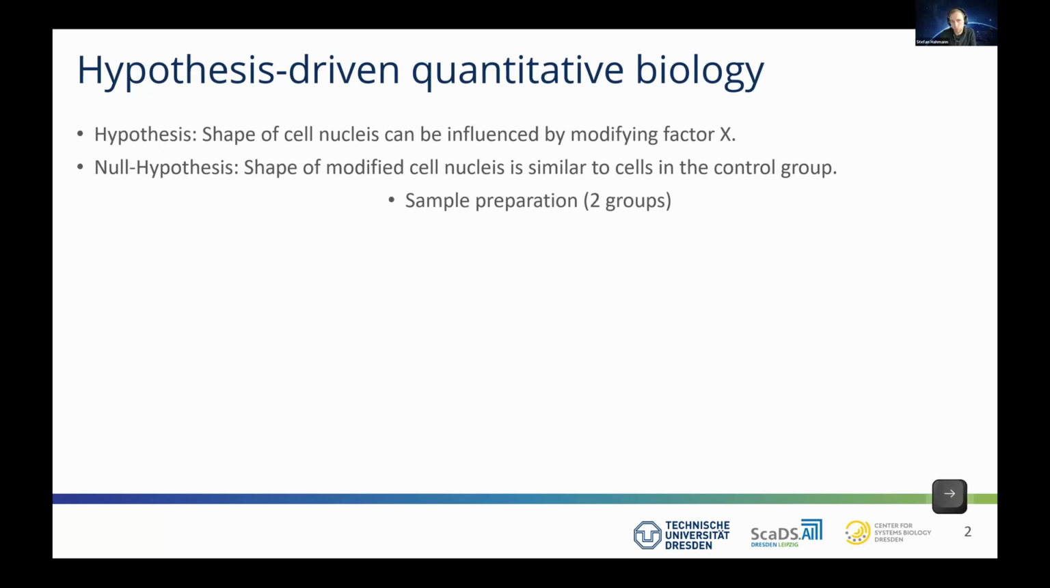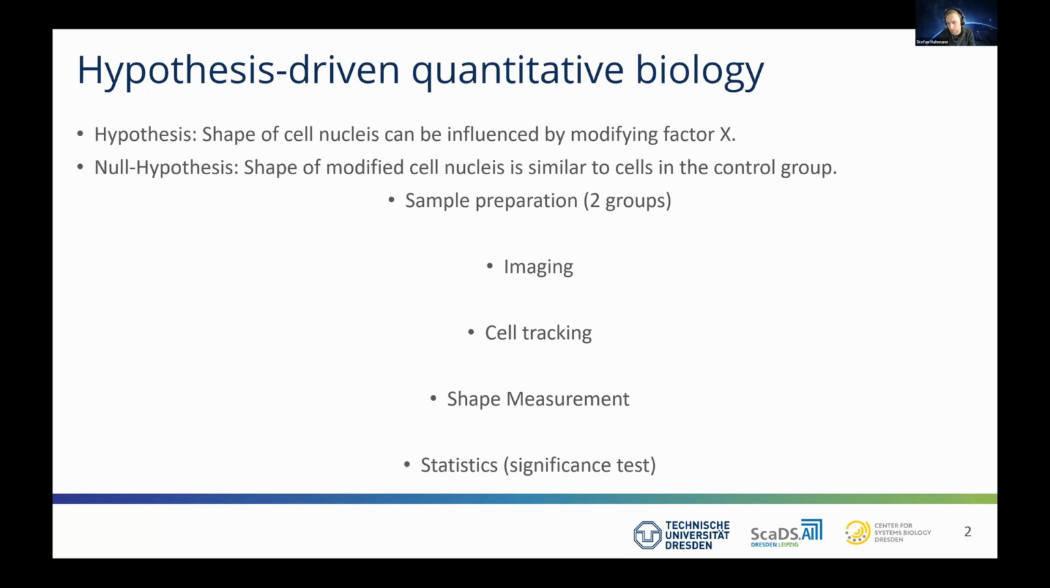In order to do so, you would prepare samples, and you would do two groups, one modified and one non-modified. You would do the imaging, you would do cell tracking, as Johannes has just shown you. You can do the shape measurement, and then you would maybe do some statistics or some significance tests to see if, for example, the shape of the cell nucleus was influenced.